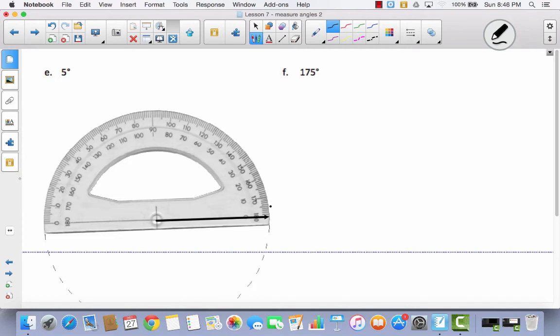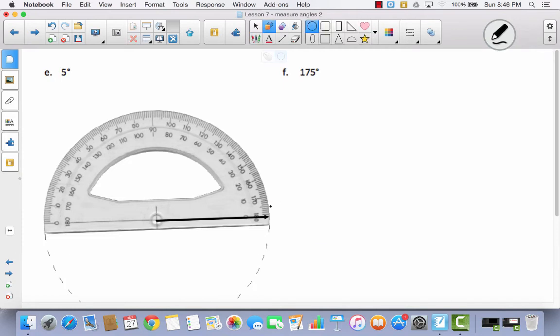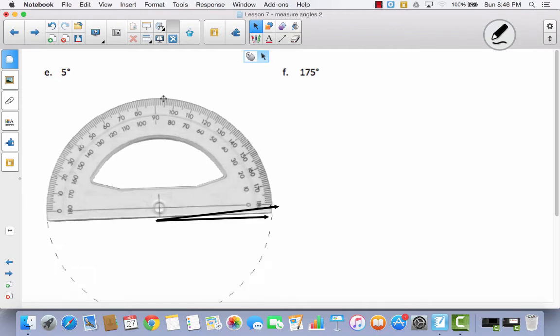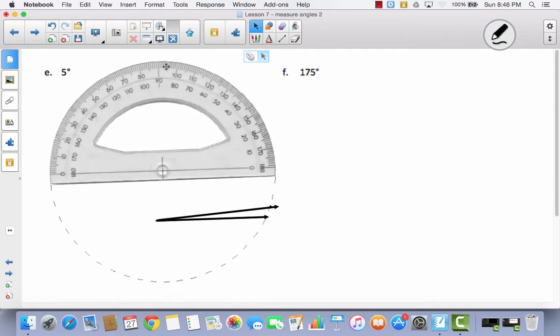So you're going to mark 5, and then again, you're going to do the exact same process as you did before. You're just going to use your protractor as a straight edge, and you're going to draw a line connecting that dot, and then you're going to remeasure to make sure that it is indeed 5 degrees, and then you're going to draw your arc to show the opening. Okay, so 5 degrees is a very tiny opening, so it's not going to be much of an angle.